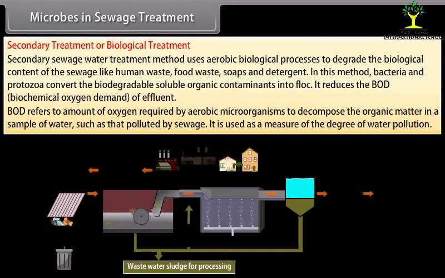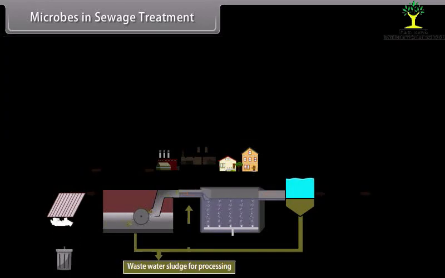BOD refers to the amount of oxygen required by aerobic microorganisms to decompose the organic matter in a sample of water, such as that polluted by sewage. It is used as a measure of the degree of water pollution.